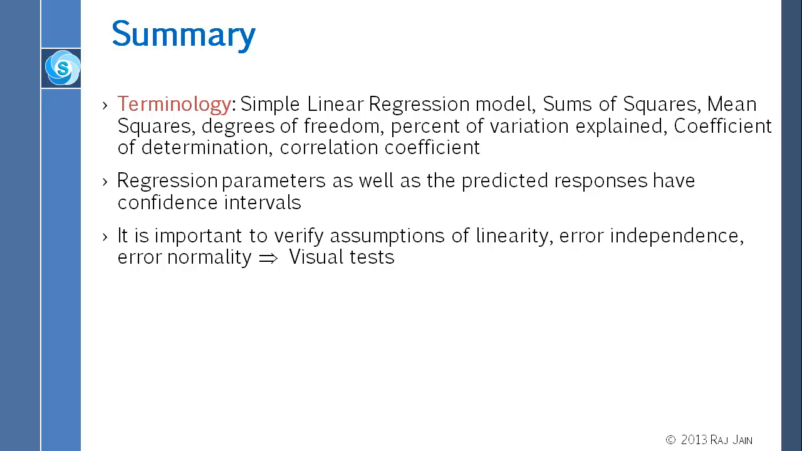Then we talked about the coefficient of determination and the correlation coefficient. We saw how they are related. The coefficient of determination is R square. That tells you what percentage of the variation is explained by the model: 90%, 95%, whatever, that is R square. The correlation coefficient is R, which is between 0 and 1. So if your coefficient of determination is 0.81, then the correlation coefficient is 0.9. So you should distinguish between R and R square.